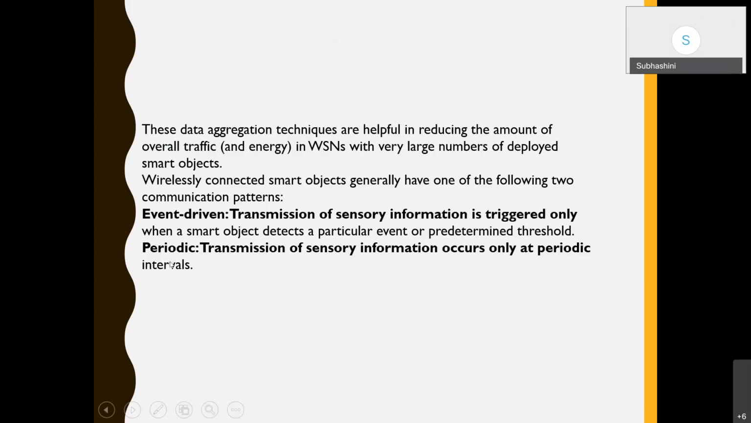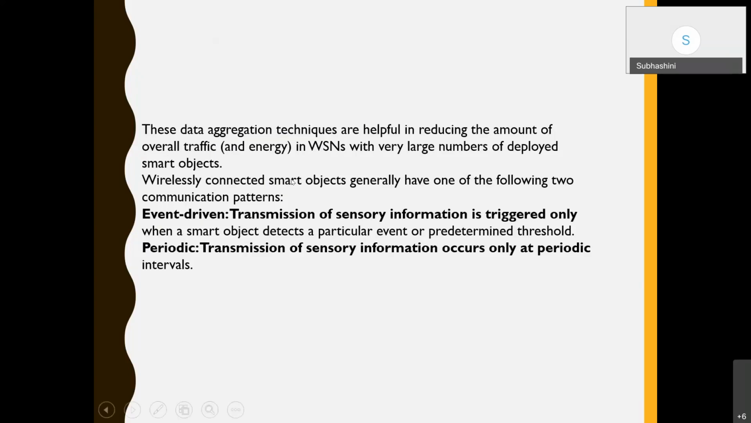Now, last point, wirelessly connected smart objects basically have two communication patterns. One is event driven and the other one is periodic. What do you mean by event driven? Event driven means I sense the information and I'll not send it unless somebody asks me. That's event driven. Periodic says you need not ask me, as and when I sense, I'll immediately send, or I'll send it for 1 hour, or 2 hours, or 1 minute, or 1 second.